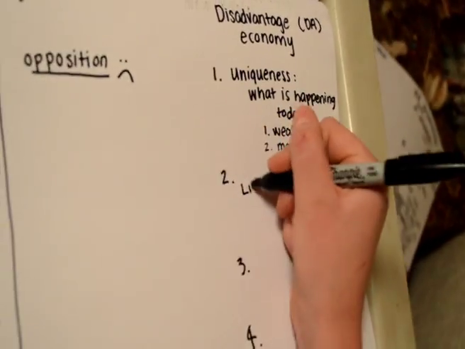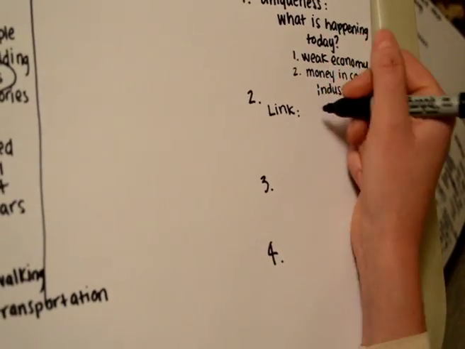People drive all over America, they need them for their businesses, and they need them for their way of life. So, what does the plan do? This gets us to our second part of the disadvantage, the link. The link says, what does the plan do? And we can look right at the government's plan. The United States federal government will ban cars.